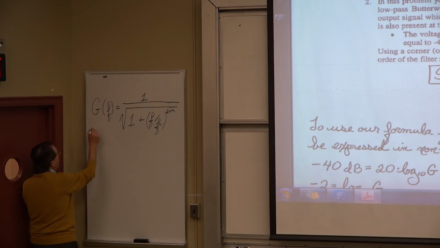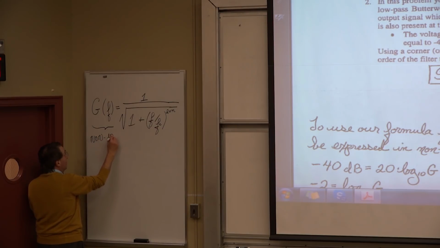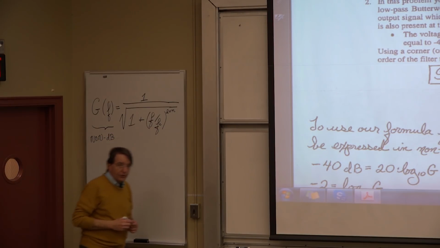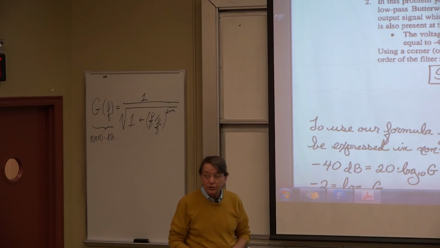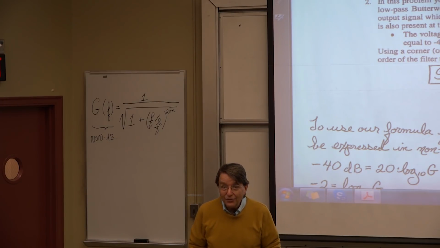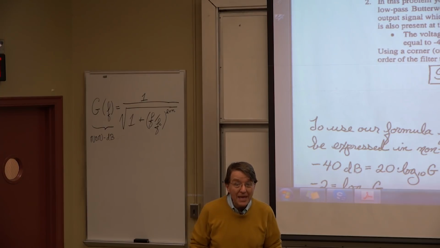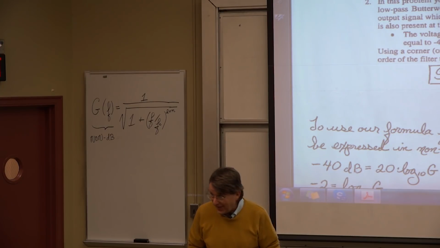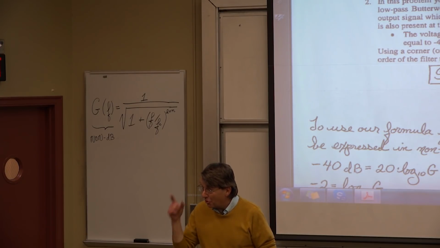The gain to use for this formula must be non-dB. So this professor you got tries to trick you. He gives you the requirement in dB, thinking you're going to forget to change it. Okay? But you're not going to let that happen. Don't let that guy trick you.